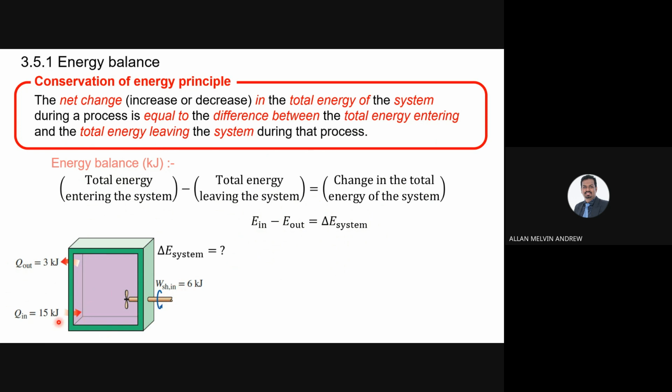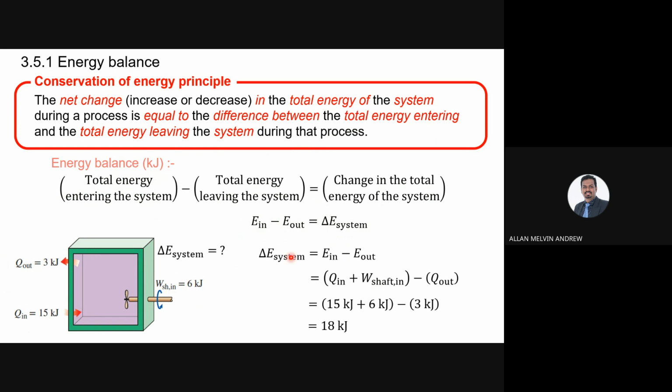So we know whatever is entering the system is in. So you have two: W shaft in and also Q in. Leaving the system is Q out. So only one. So how can you solve it? This is the energy balance equation: the change of energy of the system equals E in minus E out.